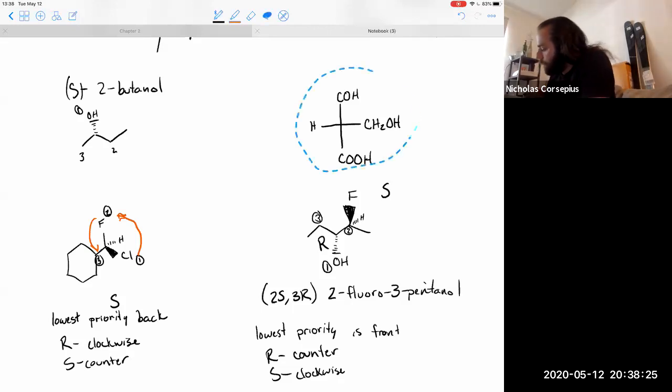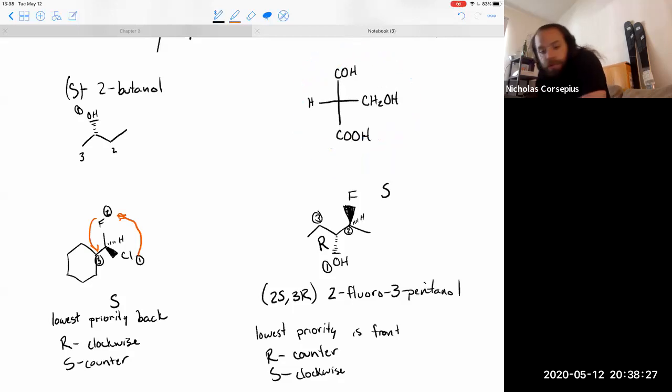All right, we got one more example to do, and that is using the Fischer projection. Which, if there was any good to come out of the sugars, maybe it was reminding us all that Fischer projections exist.